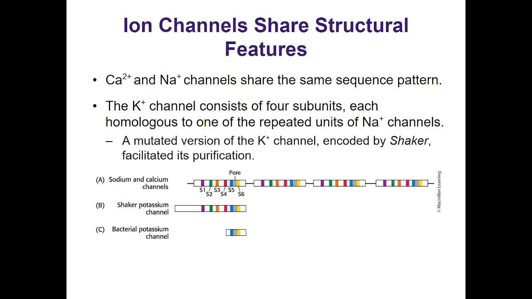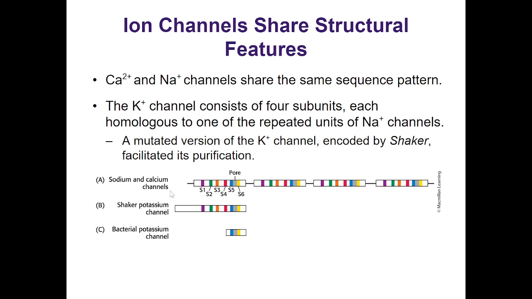A mutation version of your potassium channel is encoded by the Shaker gene, facilitated by its purification. So this right here is your sodium and calcium channels. Again, here's the S1, S2, S3, S4, S5, S6. Right here is actually the pore. Okay? And so we can see here, this is your 1, 2, 3, 4. What would those be? So 4 subunits, right? Each of them with their own S1, S2, S3, S4 portions or moieties, right?